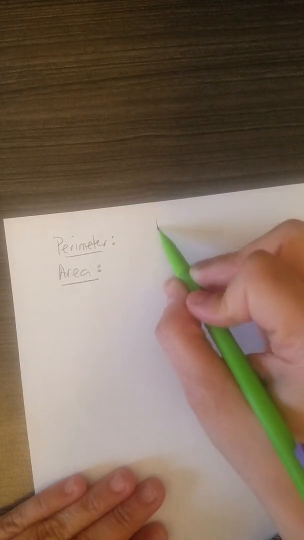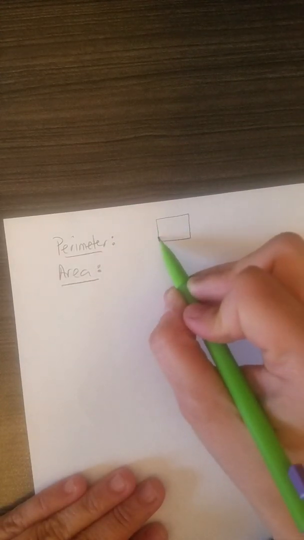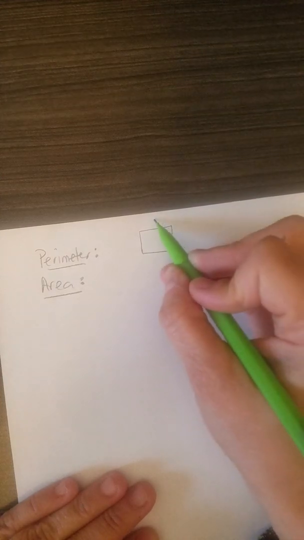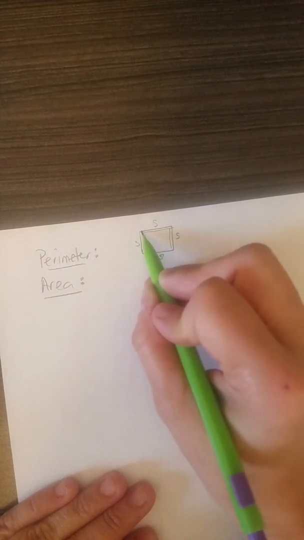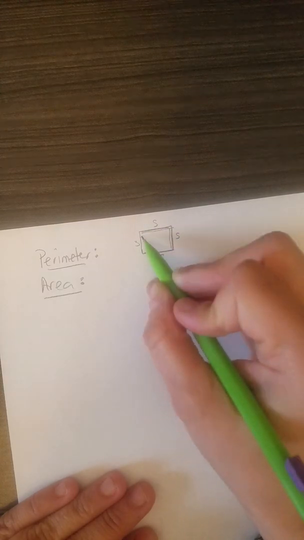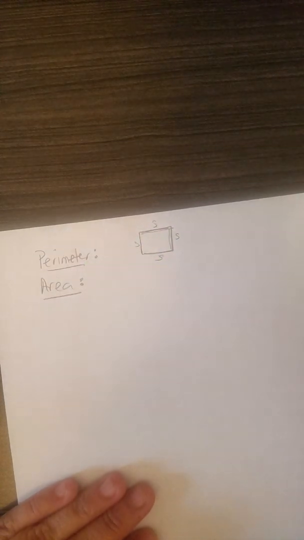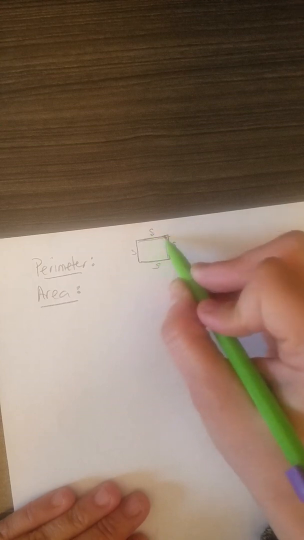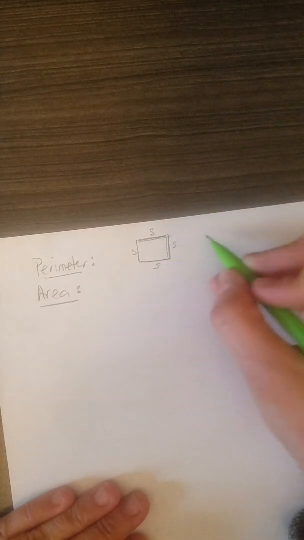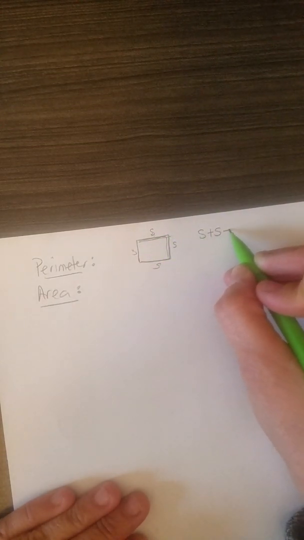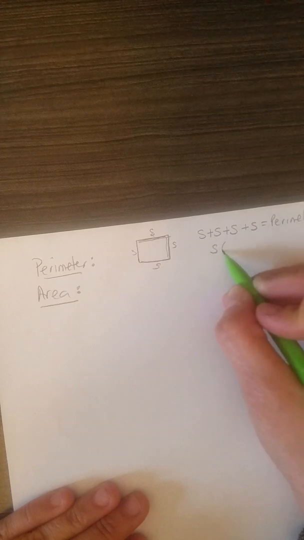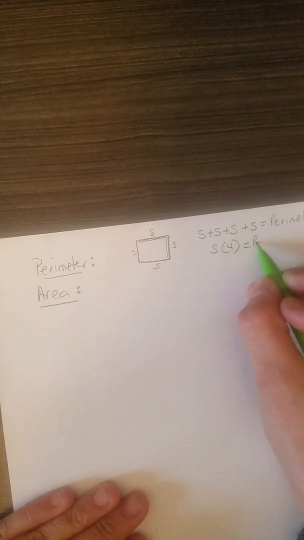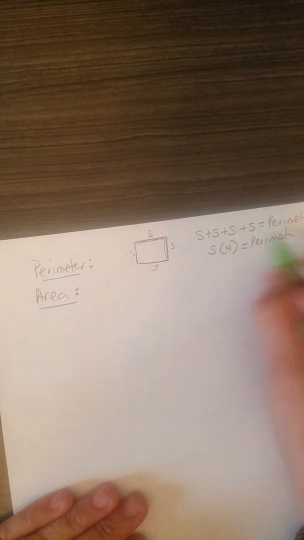So perimeter of a square or of a rectangle is the length of all the sides. So if you measure this side and this side and this side and this side, that is perimeter. So, let's say that one side is represented by S. It will be side plus side plus side plus side equals perimeter. Or you can simply say side times 4 equals perimeter. Okay, so that is perimeter.